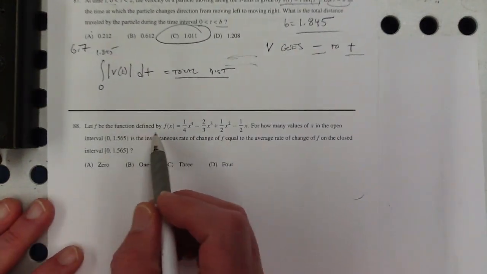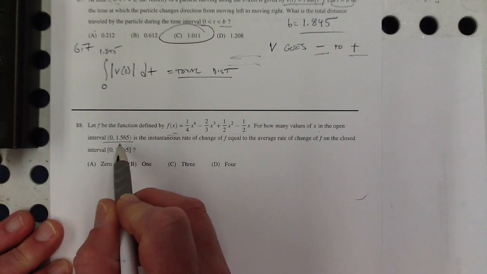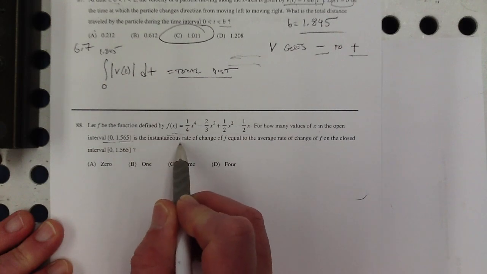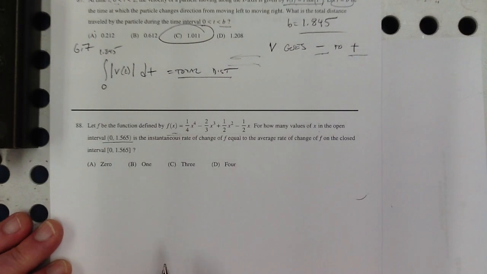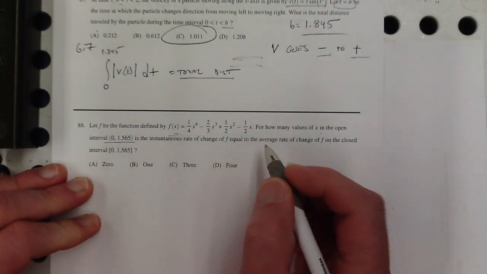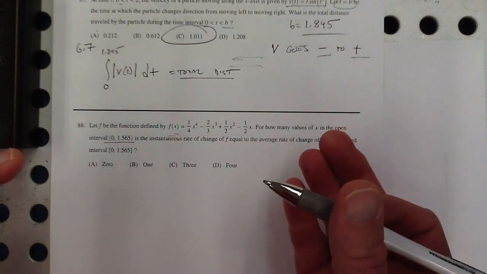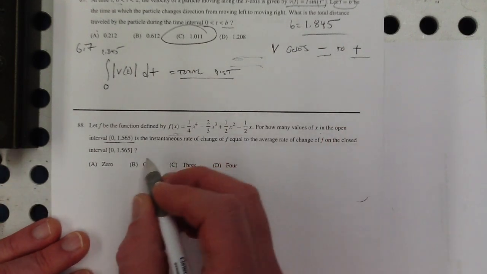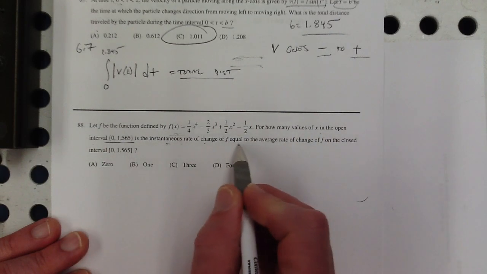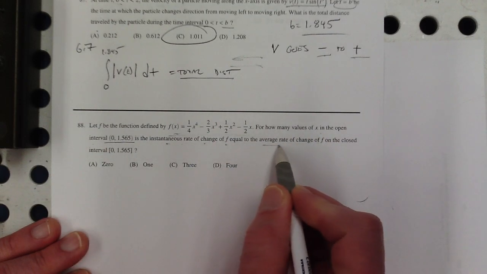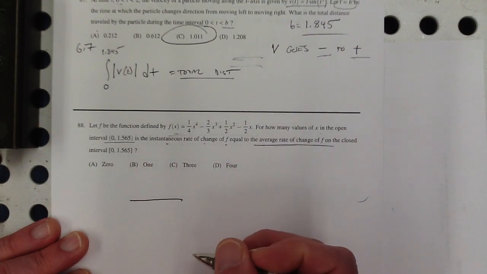Let the function f be defined by this. For how many values of x in the open interval from 0 to, oh, maybe this is calculator too, is the instantaneous rate of change of f equal to the average rate of change of f? What? Okay, there's a couple ways you could do this also. One of them would be to just find these things: the instantaneous rate of change of f and the average rate of change of f. So let's find that average rate of change. The average rate of change is just slope.